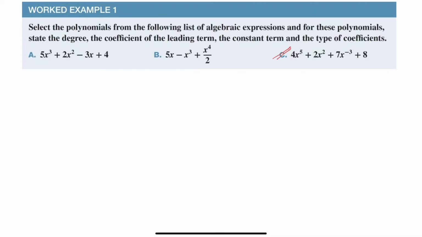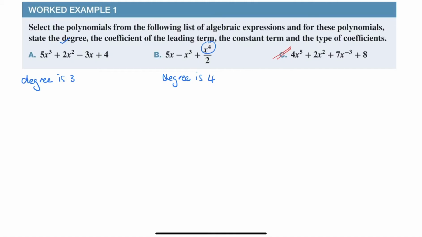State the degree. Now remember, the degree is the highest power of any of the x values within that expression. If I look at the first one, the highest power is 3, so the degree is 3. And for this one, the biggest value is 4, so the degree is 4. So this one's done.